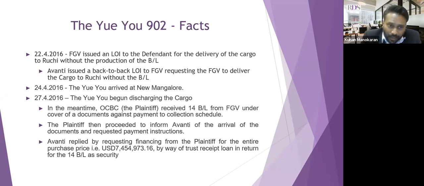Avanti replied by requesting financing from the plaintiff for the entire purchase price, which was about US$7,400,000 something, by way of a trust receipt loan. In return, they pledged the bill of lading as security. However, when it came time to pay, Avanti couldn't, because they became insolvent.